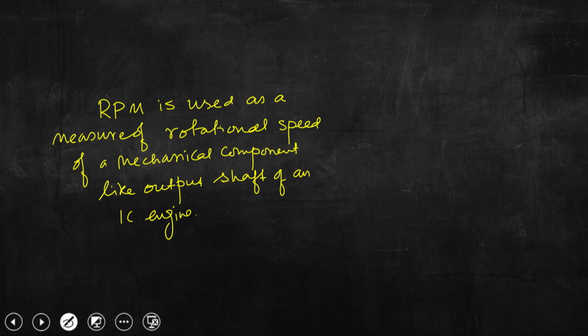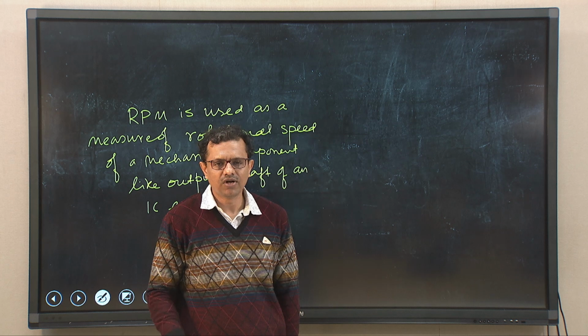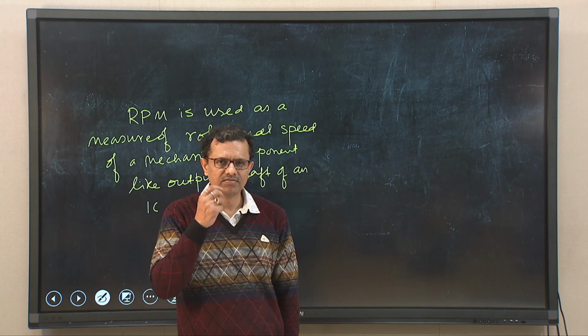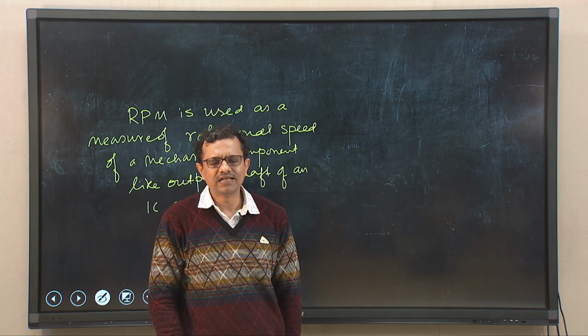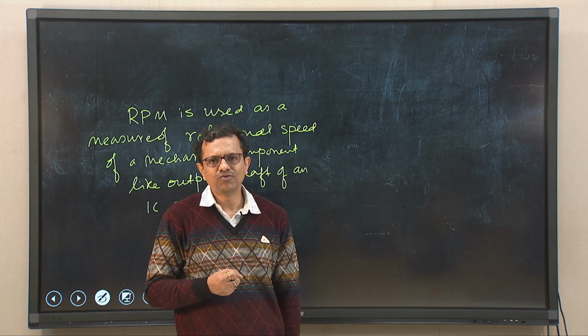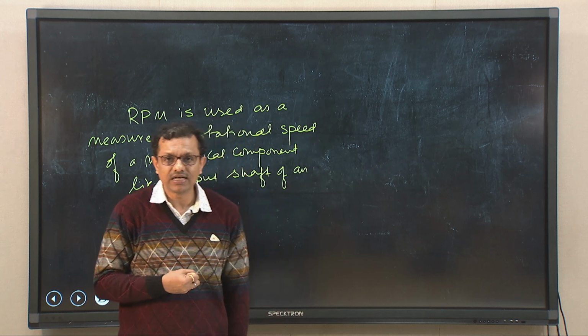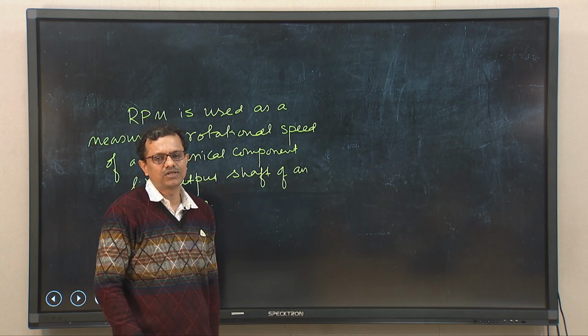It is not necessarily that RPM would be used to measure rotational speed only of the output shaft of IC engine, rather any mechanical component which is turning, which is rotating. If we need to measure the rotational speed, RPM can be measured first and RPM can be counted, and that RPM is used to measure the rotational speed.